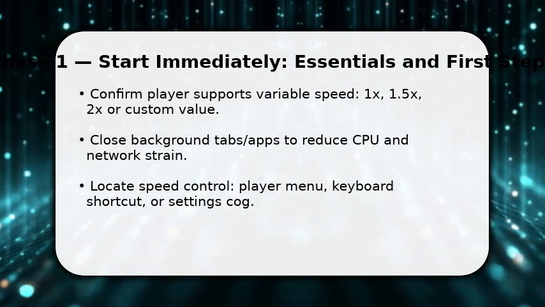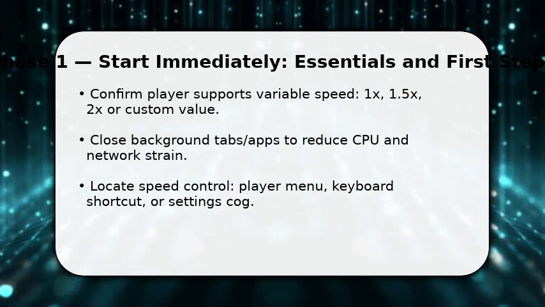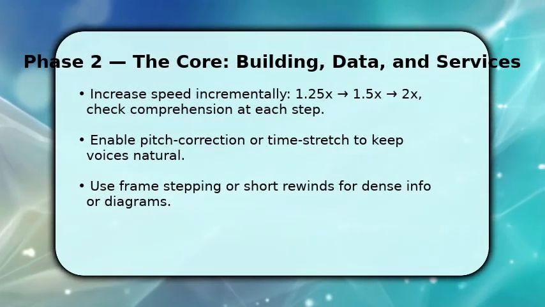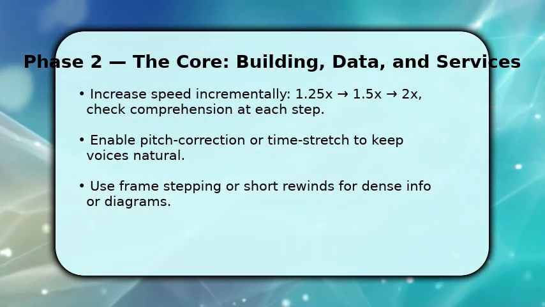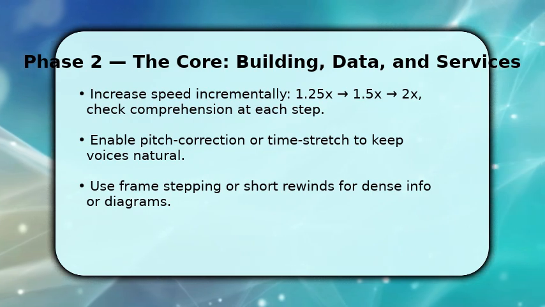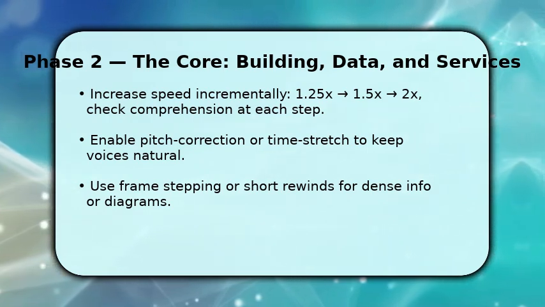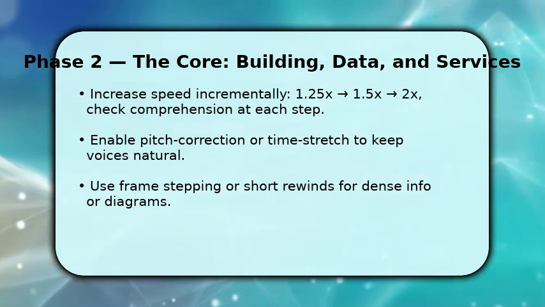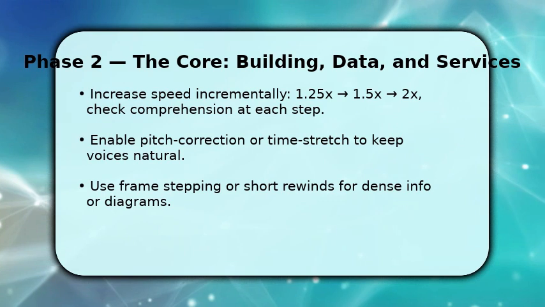Now you fine-tune playback to balance speed with understanding. Increase speed in small steps: 1.25x, then 1.5x, then 2x, so your brain adapts. If speech becomes choppy, enable pitch correction or time stretch to retain natural intonation.